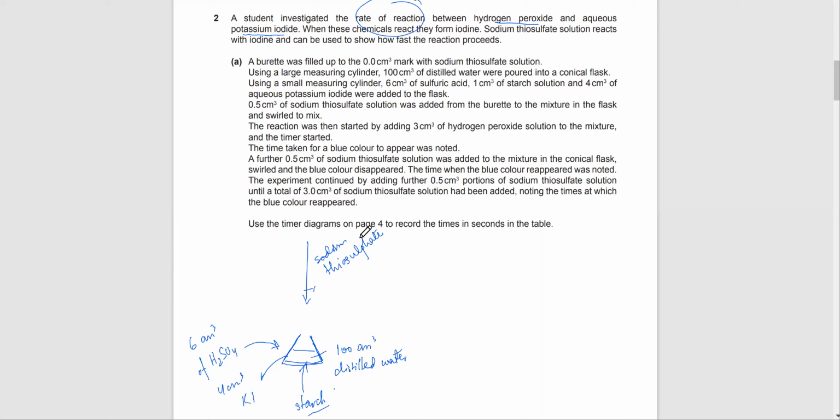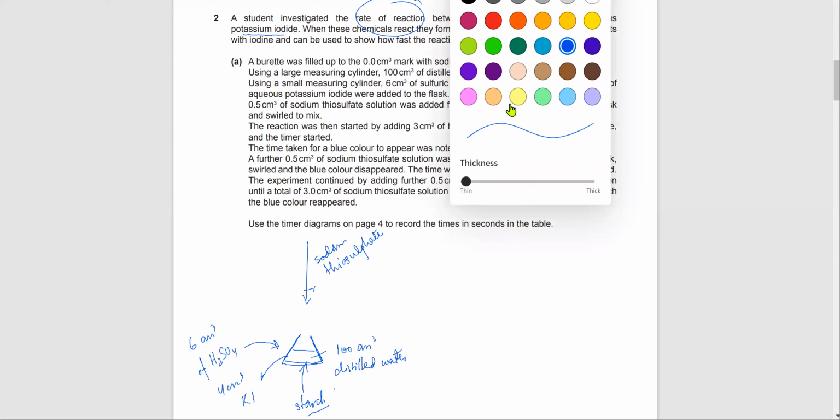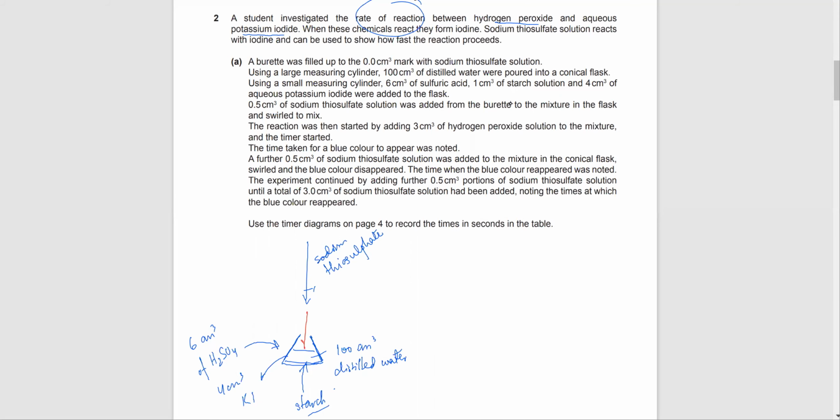Now the question stated that hydrogen peroxide and potassium iodide are reacting. Anyways, what's the next part? 0.5 cm cube of thiosulfate was added from the burette to the mixture. So he's also simultaneously adding. Now he's doing a lot of things. He's adding thiosulfate, and how much is added? 0.5 cm cube, so a very tiny amount is added. So he's added a lot of things in this solution over here. The reaction was then started by adding 3 cm cube of H2O2.